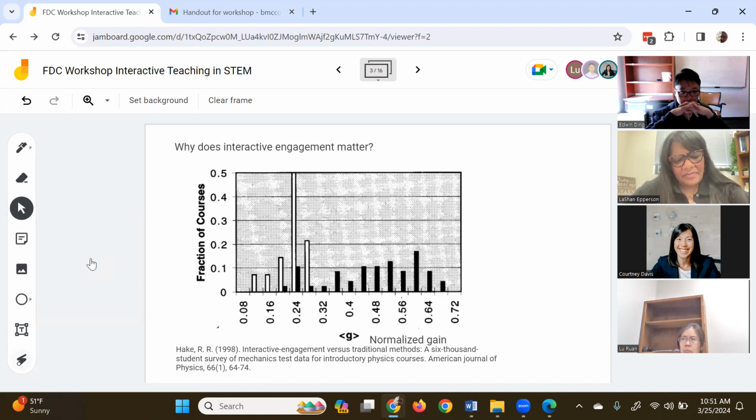On this histogram, you see that there's two different colors. We got the white bars and we got the black bars. The difference between those is the white bars are traditional lecture courses, and the black bars are interactive engagement courses. So I wanted to ask you all, what do you notice from this graph?